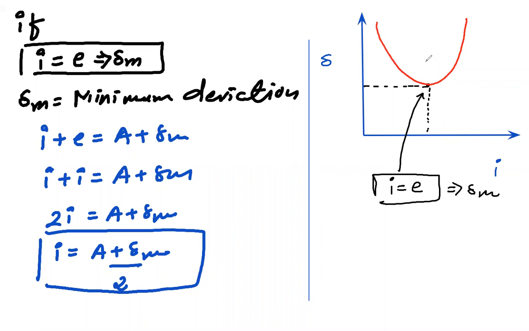So these are the points where deviation occurs, but I am highlighting this part, which indicates the minimum deviation. So this point is called the minimum deviation point. Now it is quite clear that when i and e are both equal, minimum deviation occurs. So this is the point where minimum deviation happens.